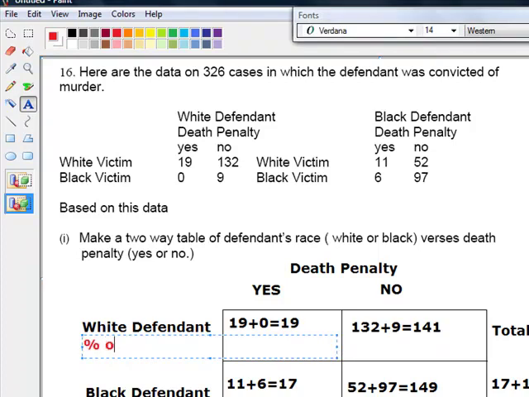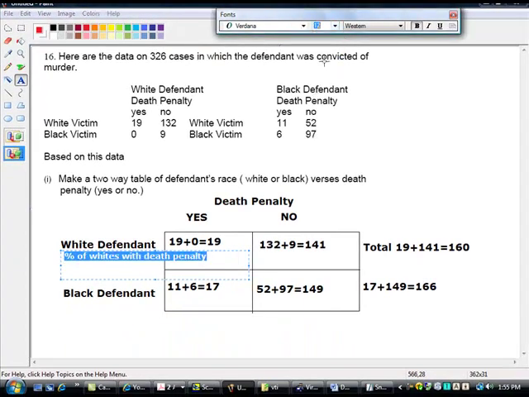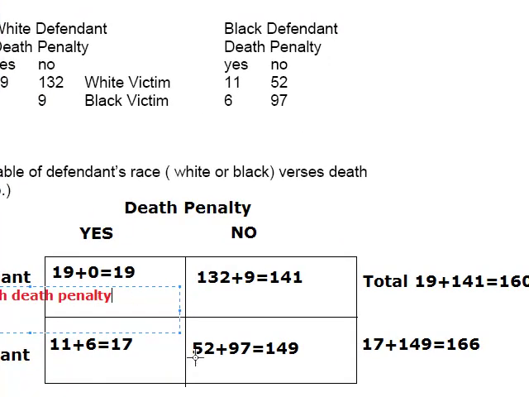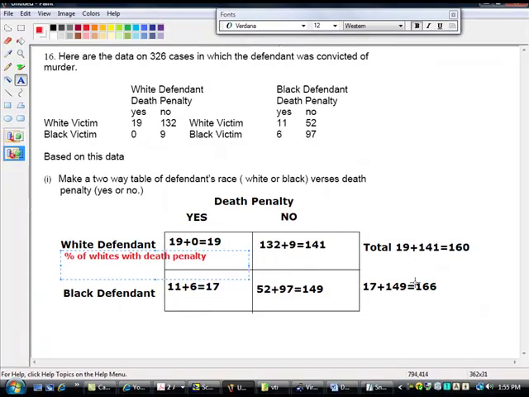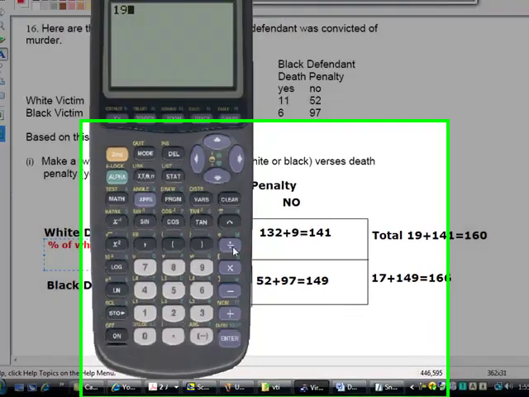So if I have to see what percentage of white defendants got death penalty, percent of whites with death penalty, right? That's what we have to get. How do we determine that? Tell me, how do I do that? How many white defendants got death penalty? 19. Out of how many total? 160. So it'd be 19 divided by 160, right?